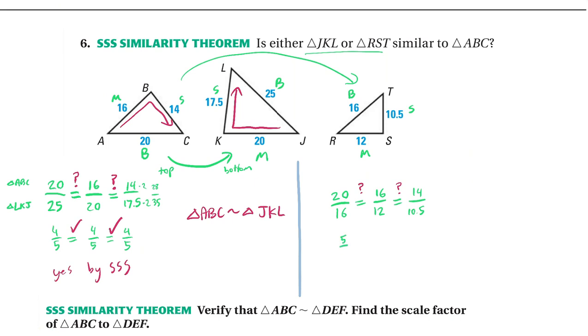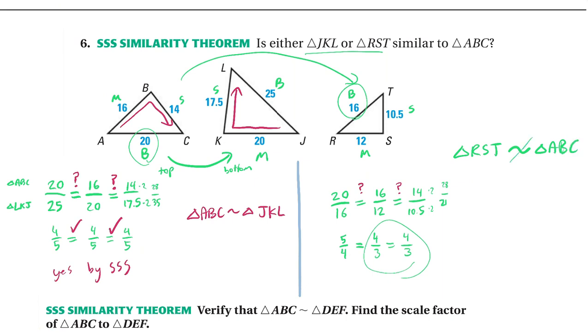So let's just check if those three are the same. This simplifies to be 5/4. The one on the right, we divide by 4 and we get 5/4. We divide the next one by 4 and we get 4/3. Ouch, we already know the answer is no. And then the last one, I'm going to multiply by 2, we get 28 over 21. Divide by 7 and we get 4/3. Gosh darn, two of them match. These two sides match, but the biggest 20 to the biggest 16 was the wrong ratio, so no. So triangle RST is not similar to triangle ABC.